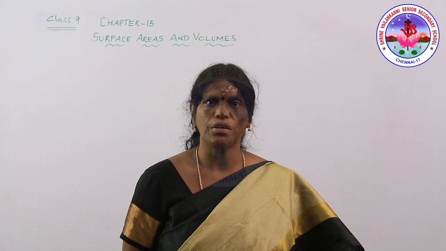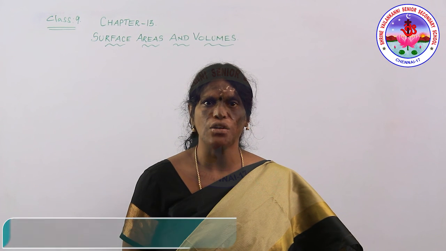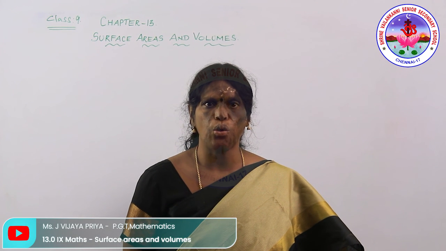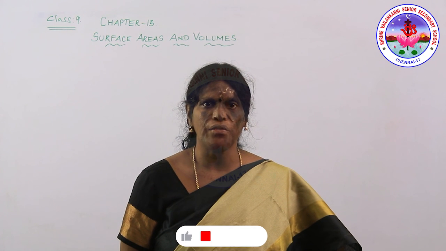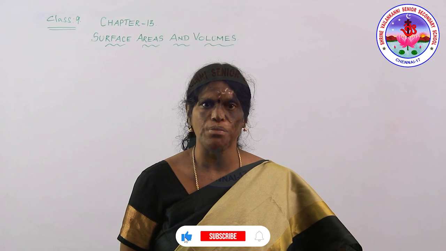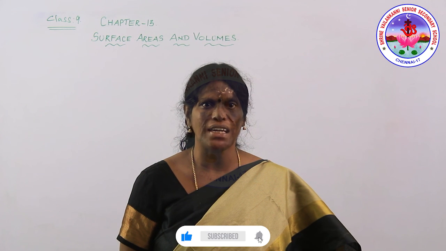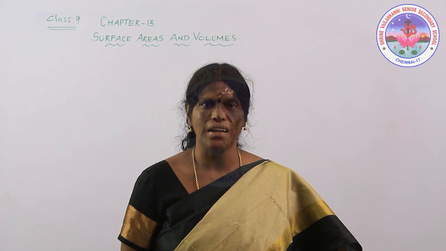Hope you understood the formula for finding the surface area of a cylinder, cone, sphere and hemisphere. So using this formula, we have found out the surface area of the objects related to the shape of the cylinder, cone, sphere and hemisphere.